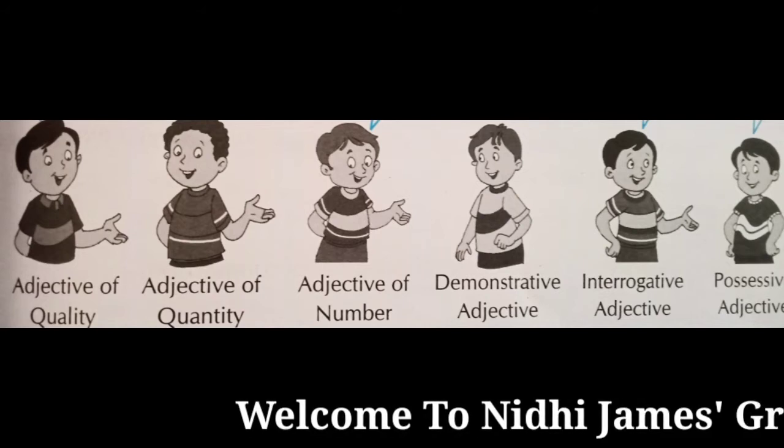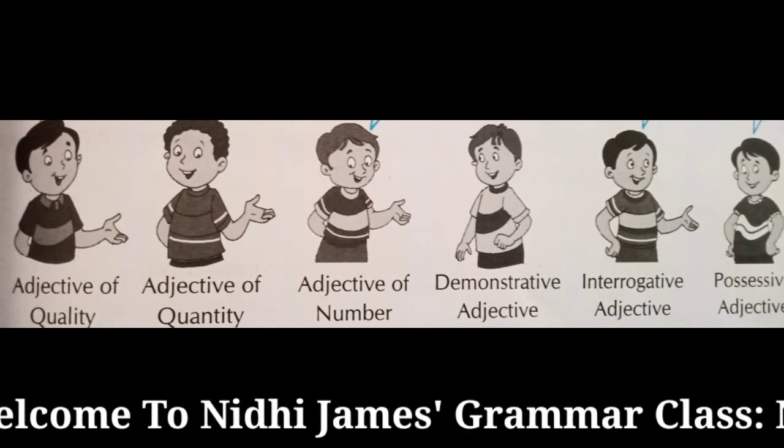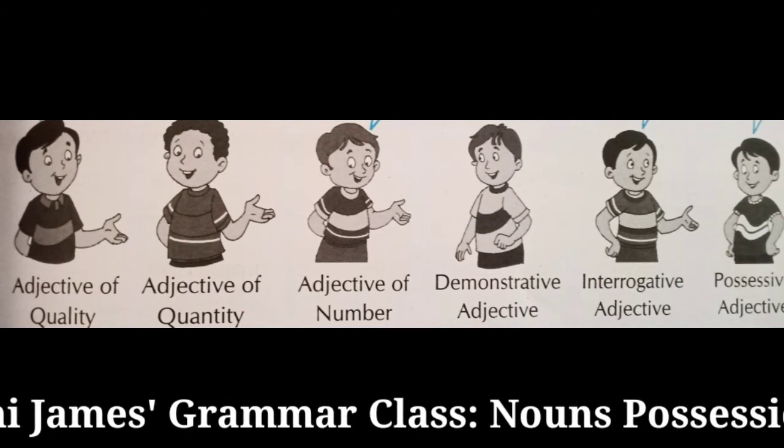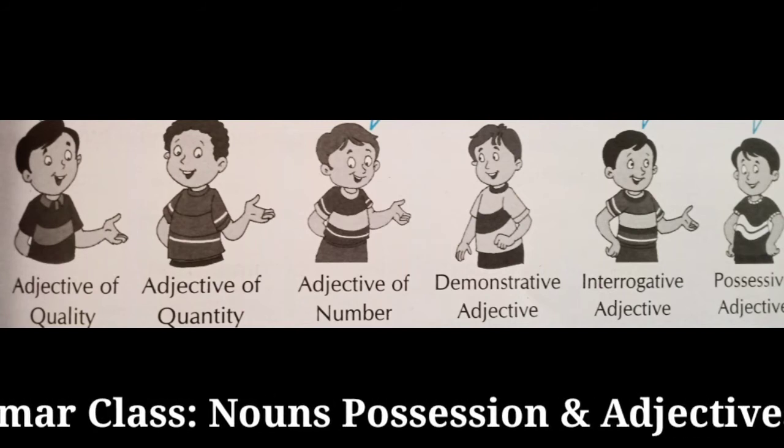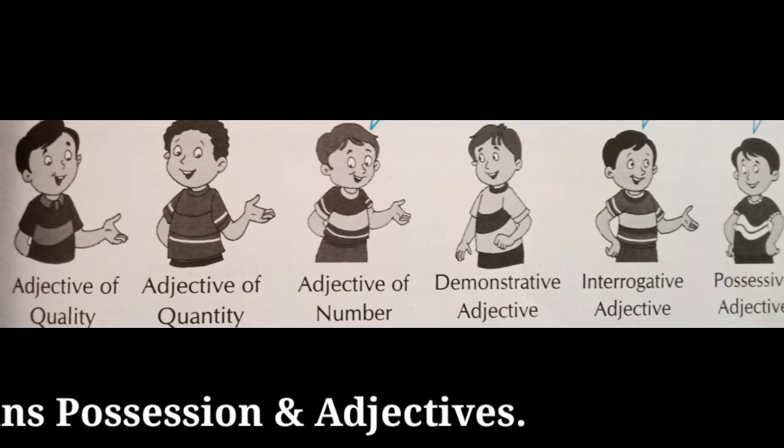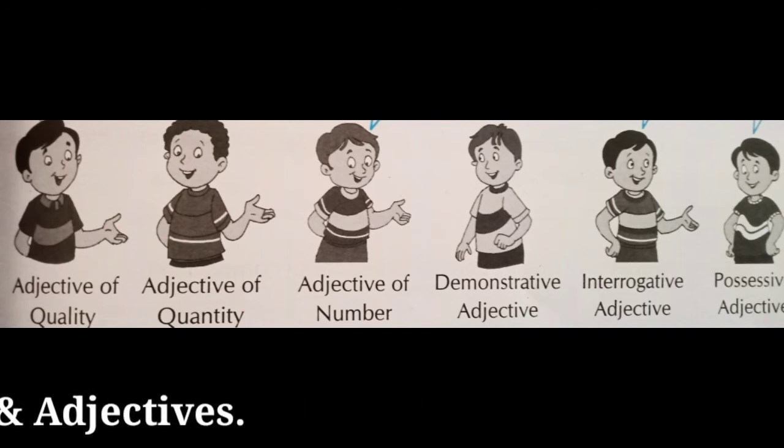Let's move to the second topic, adjectives. Adjective is a beautiful garden. Adjectives are describing words that tell us more about persons, animals, places and things.